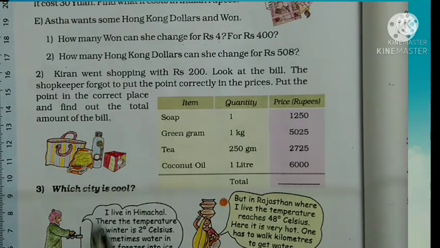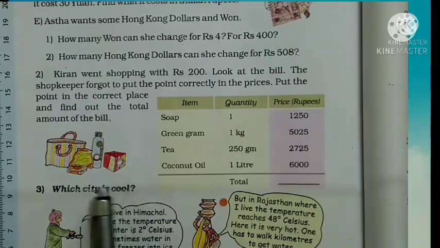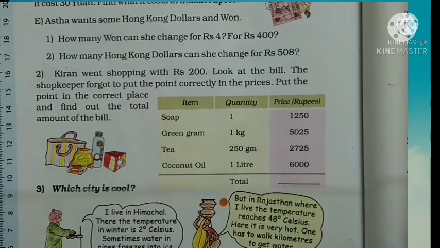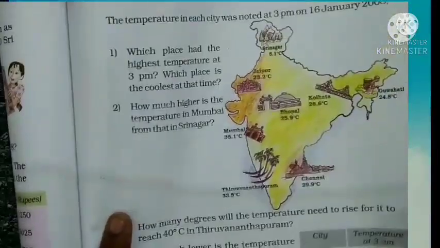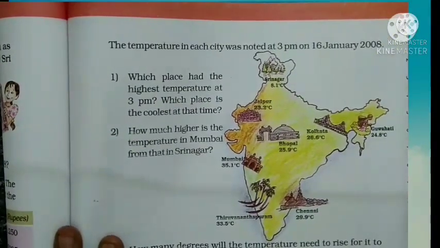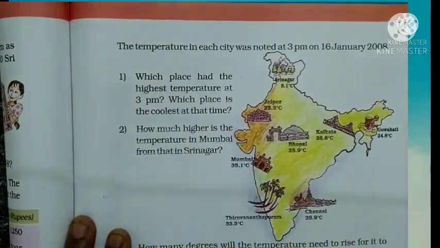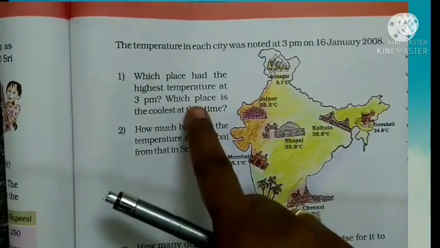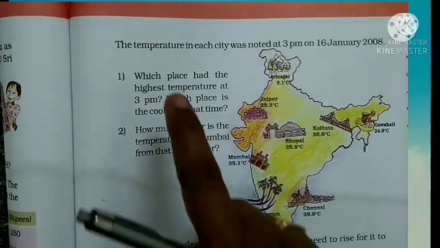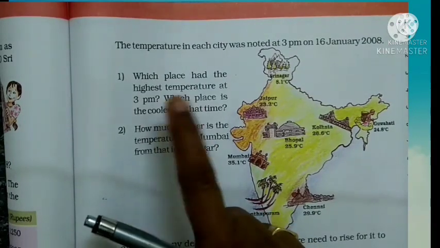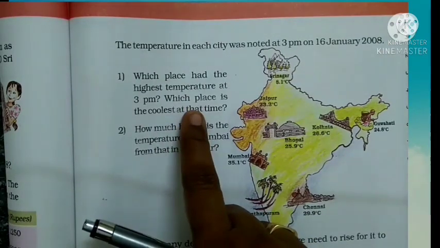And next, third question: which city is cold? This question, no need to write it in your notebook. You can do this question only in your textbook. The page number 145. So these are the questions. You have to read them, find out the answer and write it in your textbook. No need to write this question in your notebook.